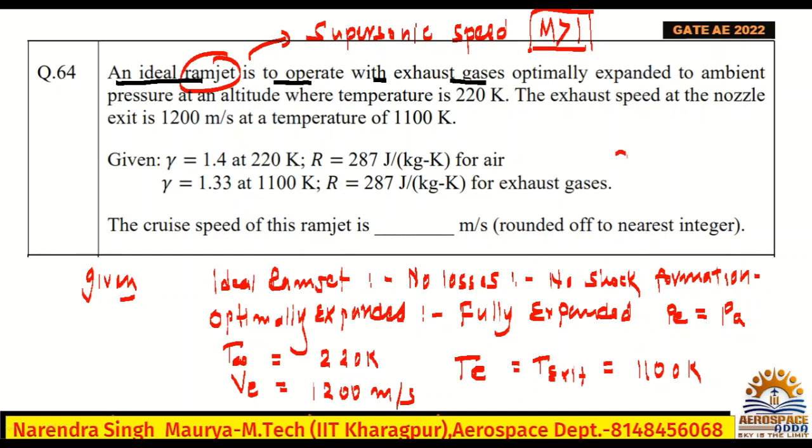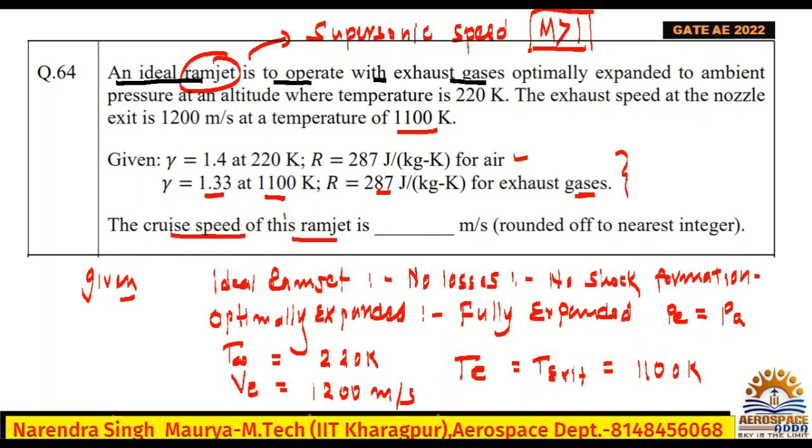And this is the other given data: gamma is 1.4 at 220 Kelvin temperature, and R is the characteristic gas constant for the air. This is for the air. At the exhaust, definitely it will be gases, because fuel will be added in the combustion chamber. So for the gases, gamma will be 1.33. Temperature at the exit, obviously, is 1100 Kelvin. Here they have mentioned the R value will change, but they are considering the R value to be the same. So okay, we'll take the R value as 287. All right. Now they are asking the cruise speed of this ramjet engine.